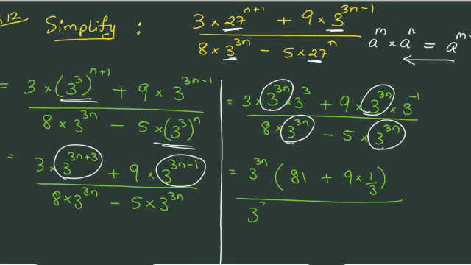In the denominator, 3 raised to 3n common, 8 minus 5. So the common factor 3 raised to 3n is cancelled from numerator and denominator. 3 one time, 3 three times, so 81 plus 3, 84 upon 3, 28 is your answer.